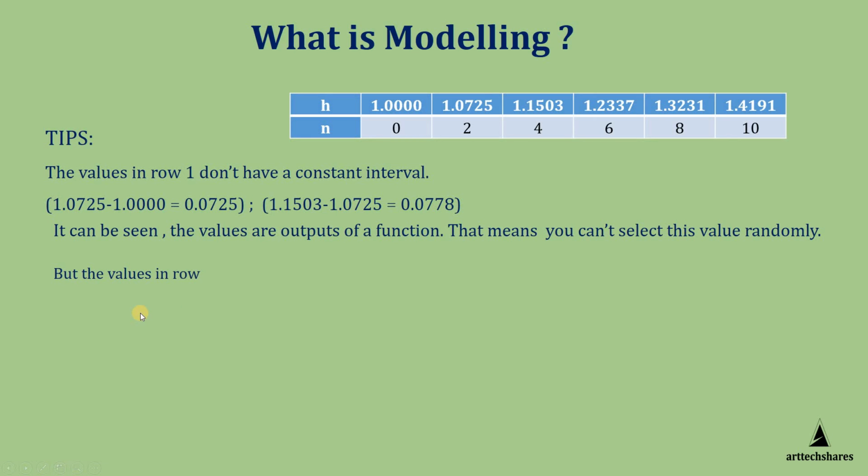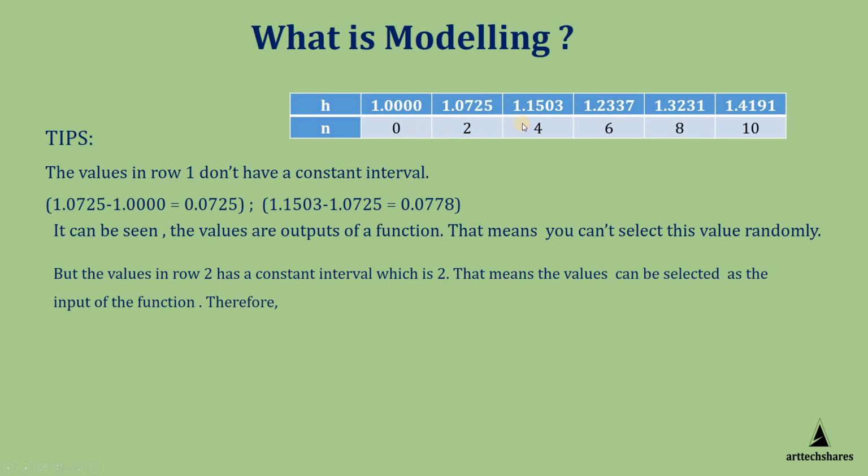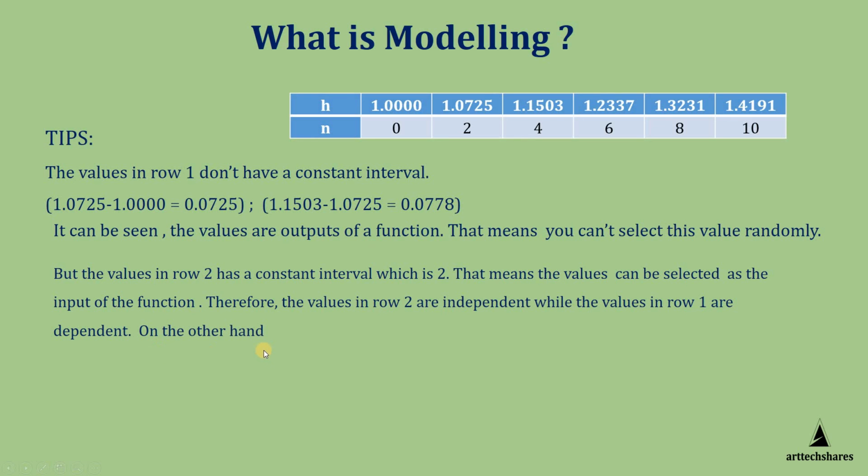But in row 2, if you do the same process again, row 2 has a constant interval, which is 2. So 2 minus 0, 2, 4 minus 2, 2. That means the values can be selected as the input of the function. Therefore, the values in row 2 are independent, while the values in row 1 are dependent.